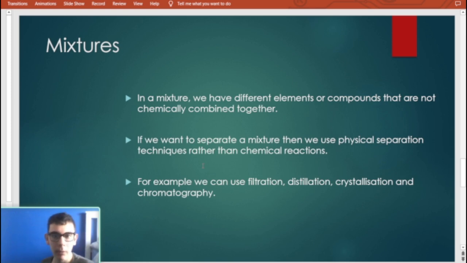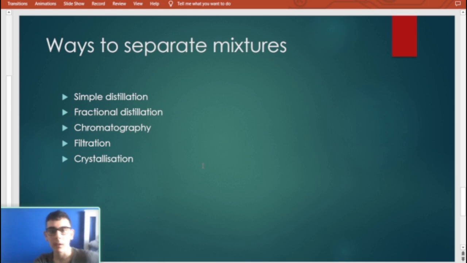Again, if we want to separate a mixture, then we use a physical separation technique rather than a chemical reaction. We'll be looking at physical separation techniques in a later video in this topic. These are the 5 physical separation techniques: simple distillation, fractional distillation, chromatography, filtration and crystallization.